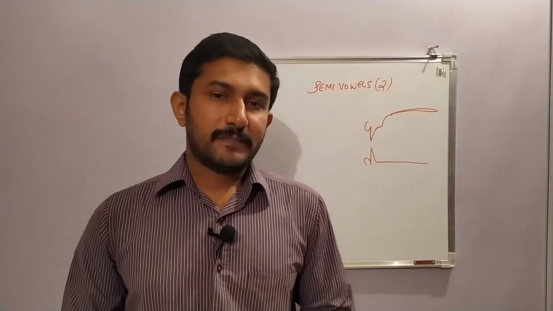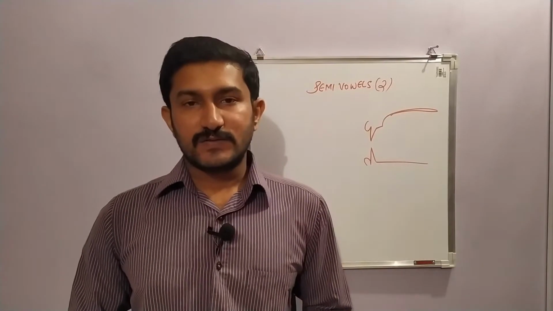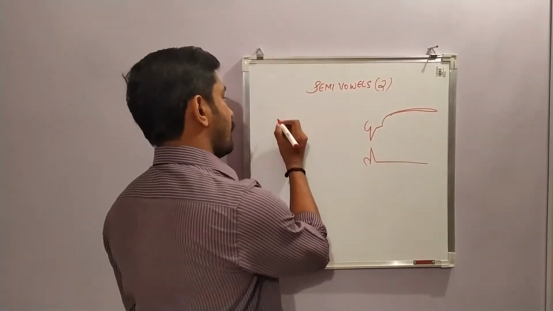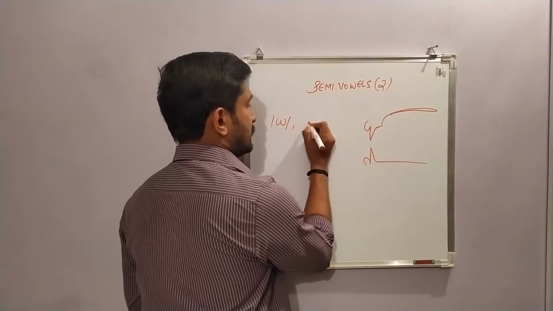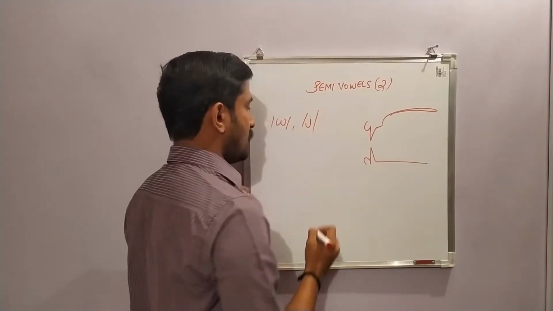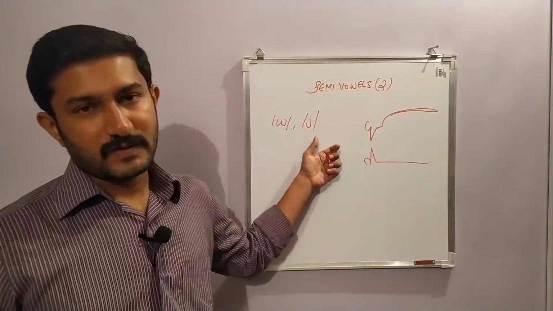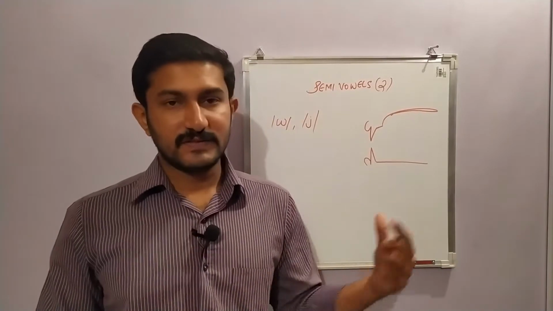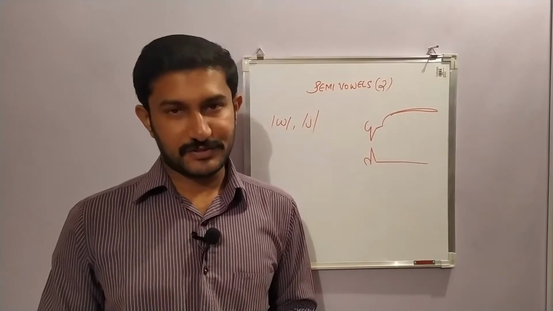In this video, we will be discussing the next category of sounds, semivowels. The semivowels in English are w and y. W and y. They are called semivowels because these sounds, these consonants, have a vowel-like quality.